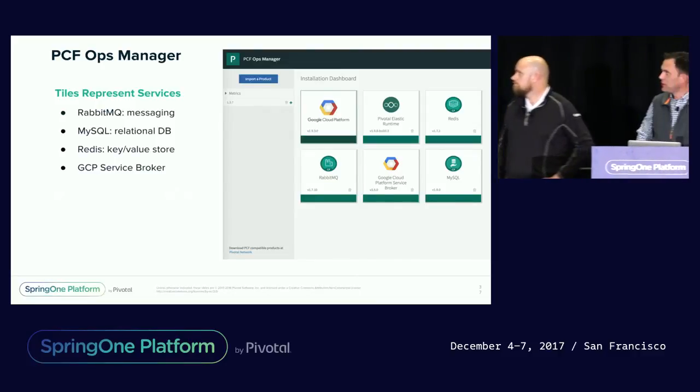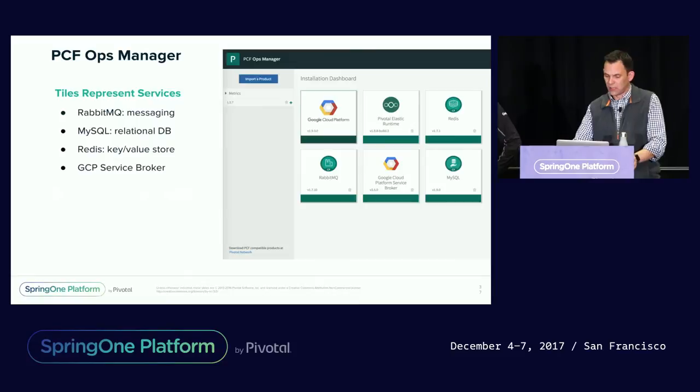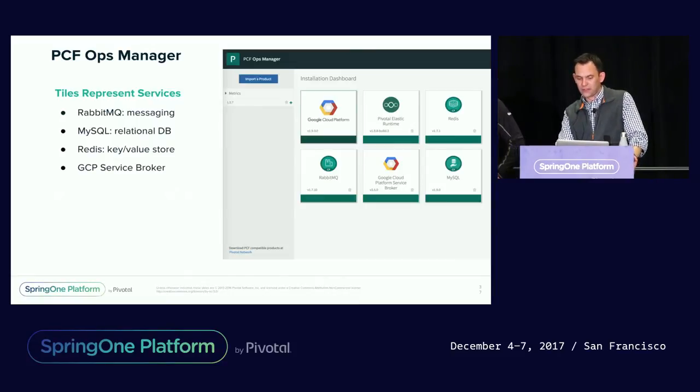So the PCF services that were used within this were RabbitMQ for message brokering, MySQL as a relational database, Redis, as well as the GCP Service Broker that's been installed on there. I think the other important thing with the GCP Service Broker is that PCF does not have to be running on GCP to consume Google Cloud services. It can be running on-premise or any other cloud for that matter.